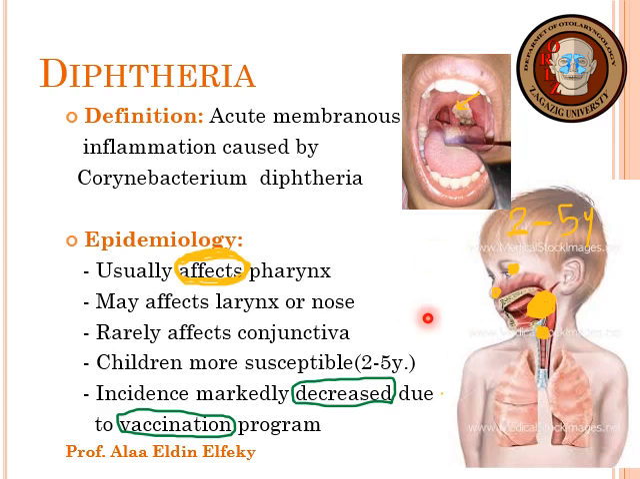Now, the most important subject is diphtheria. Diphtheria is an acute membranous inflammation caused by Corynebacterium diphtheriae. What about the epidemiology? It usually affects the pharynx, maybe the larynx, maybe the nose, and rarely the conjunctiva. It usually affects children from 2 to 5 years, and its incidence has decreased markedly with the vaccination program.